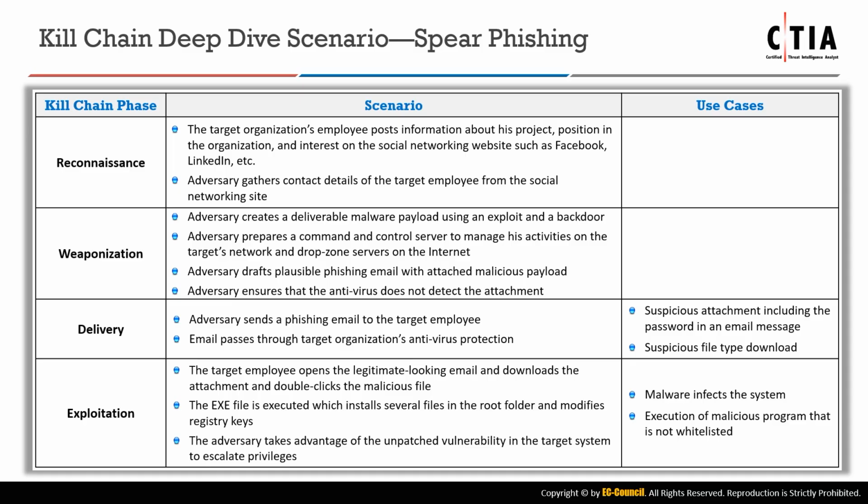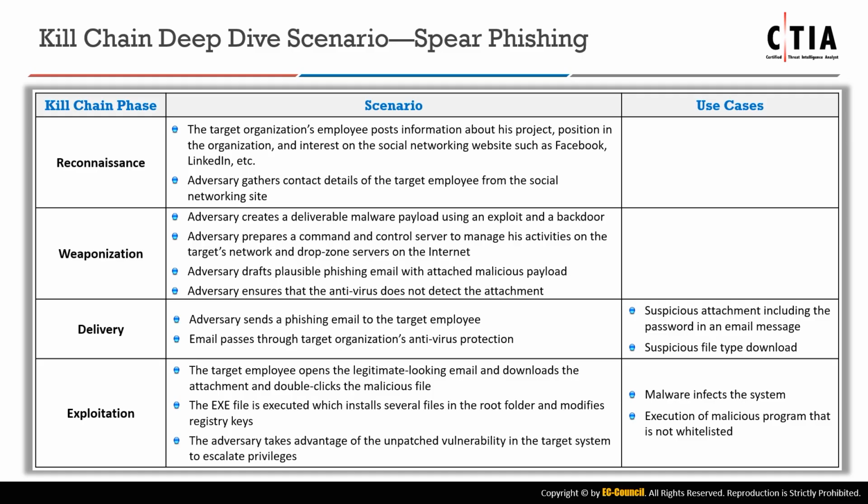So use cases. Our first use case: suspicious attachment including the password in an email message. That is very possibly an issue, I mean, if you have a password as an attachment. Suspicious file type download. And most anti-malware products that are integrated with email resources are able to look for file type obfuscation and find that it's actually an executable or some other type of malware.